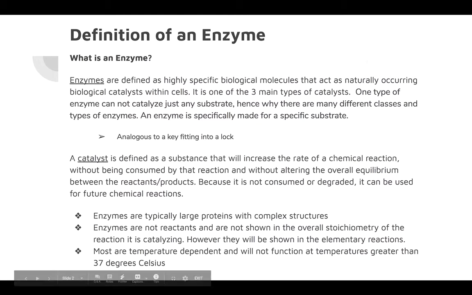So what is an enzyme? It is one of the three main types of catalysts. It's defined as a highly specific biological molecule that acts as a naturally occurring biological catalyst within cells.